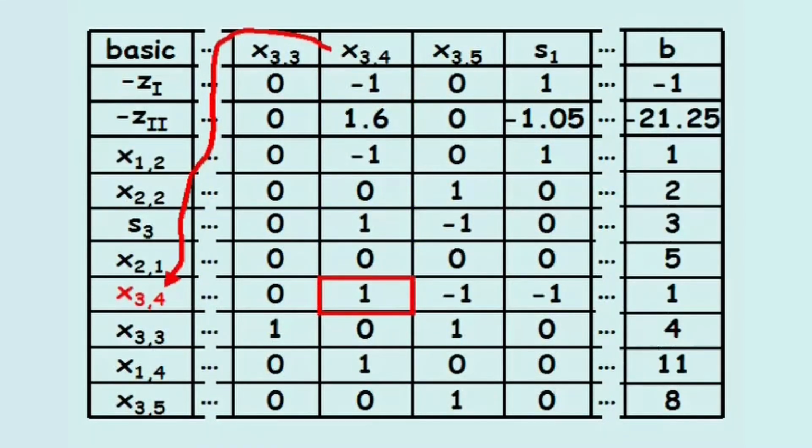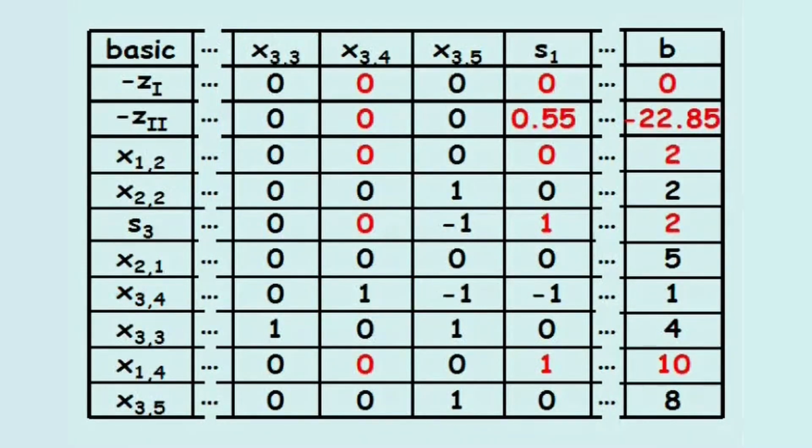Pivoting about x34, we'll add 1 times row x34 to rows z1 and x12. Subtract 1.6 times row x34 from row z2, and subtract 1 times row x34 from rows s3 and x14. Since there are no more artificial variables in the basis, their sum equals 0, and we have achieved an initial feasible solution. Phase 1 is now complete.